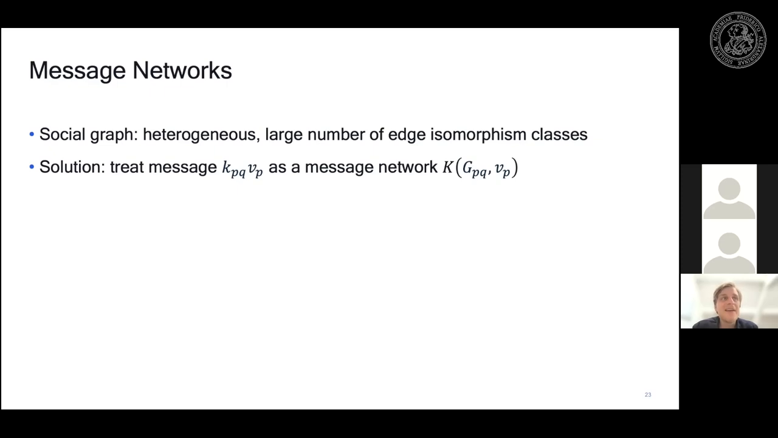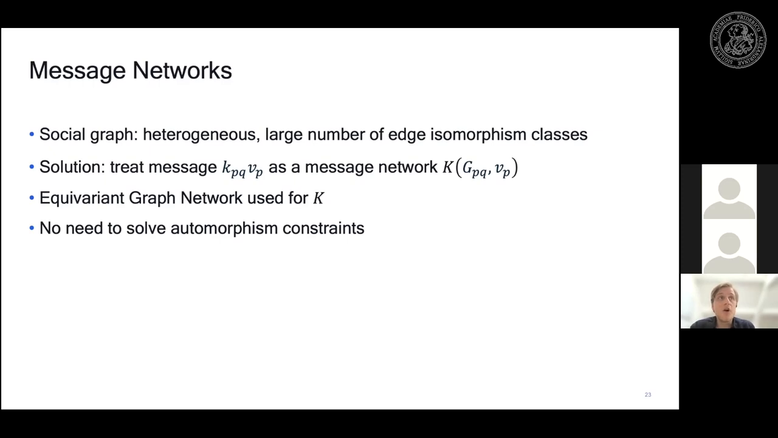So a solution considered is to treat the message as the output of a neural network that takes as input the local neighborhood graph, so for example, the adjacency matrix of the edge neighborhood and the input feature. And then when one uses an equivariant graph network as message network, then we get a local natural graph network without explicitly solving all these automorphism constraints. And we use a very conventional graph CNN as message network, but we could also use a more expressive equivariant graph network. And so note here that we then use on each edge an equivariant graph network.